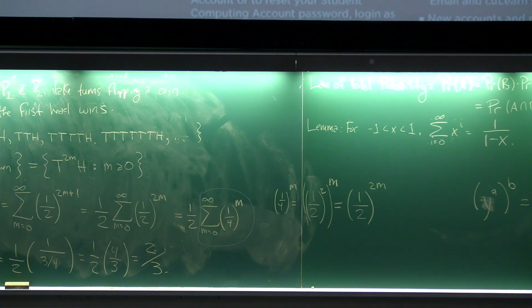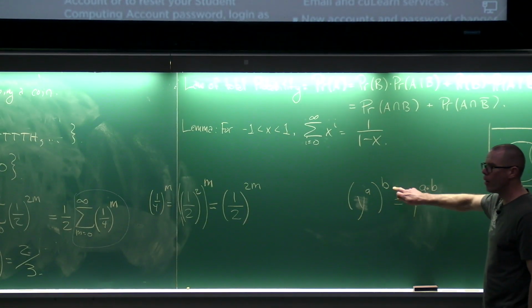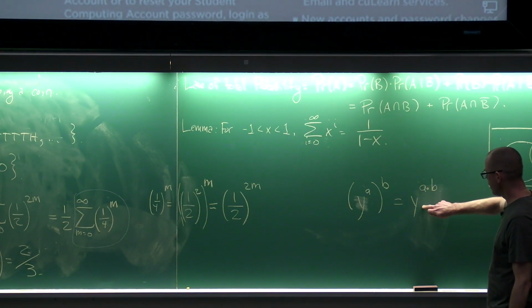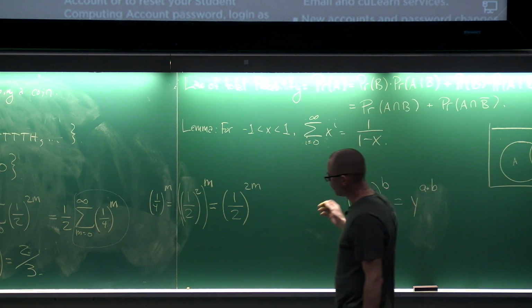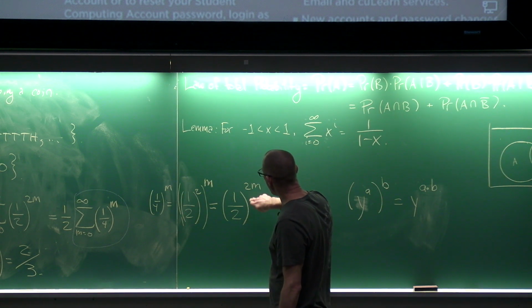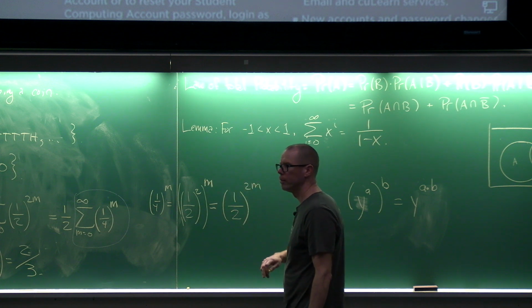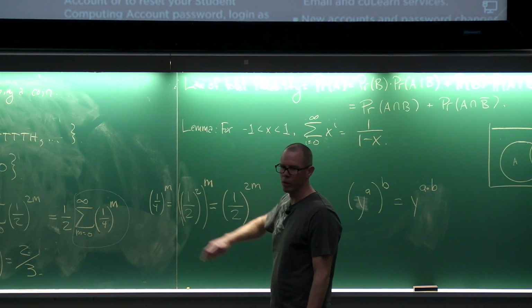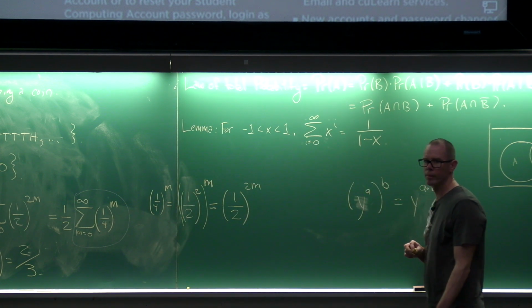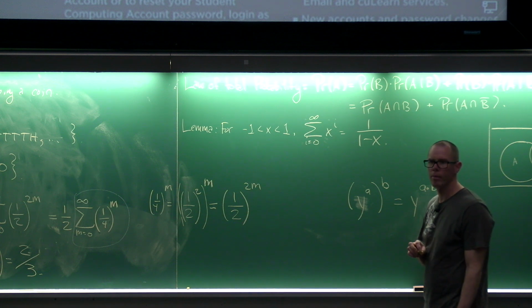If I have y, anything to the a, all raised to the power b, that's that thing raised to the a times b. What I had over here was 1/2 to the 2 times m, which is 1/2 to the 2 raised to the power m. And 1/2 to the 2 is 1/4. Yep.